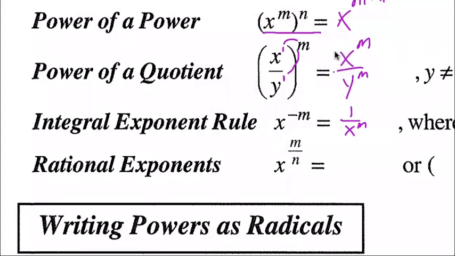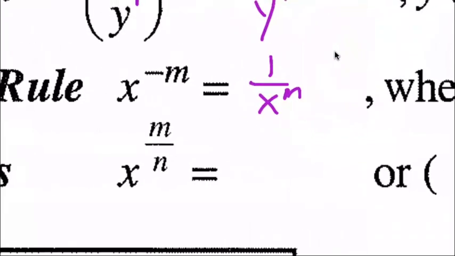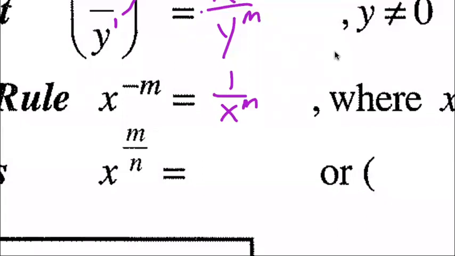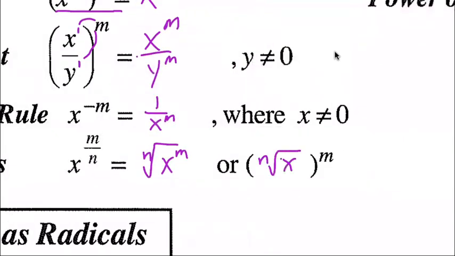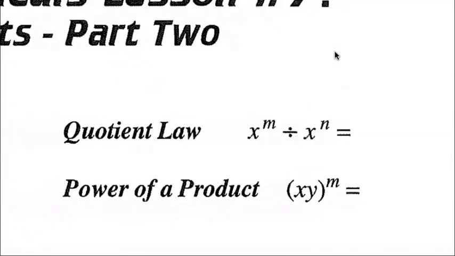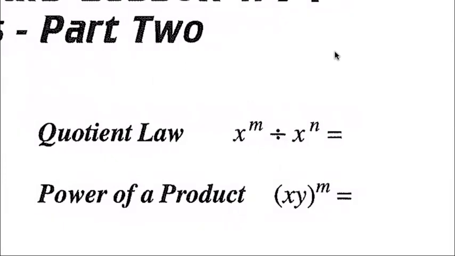Rational exponent laws: x to the power of m over n is equal to the nth root of x to the power of m, or the nth root of x all raised to the power of m, either or. Our quotient law: when we're dividing, x to the power of m divided by x to the n, x to the m minus n.